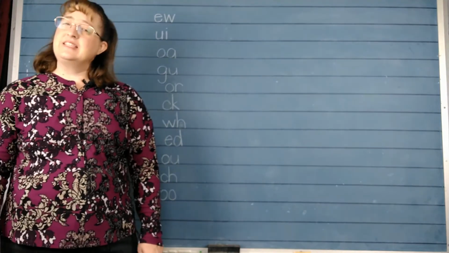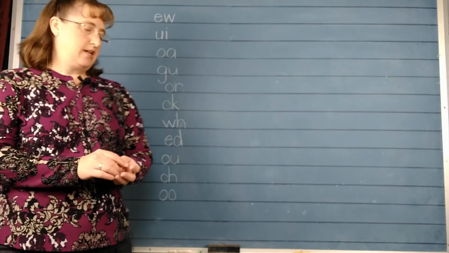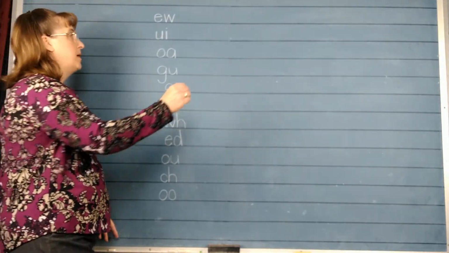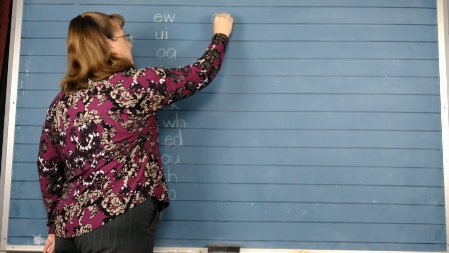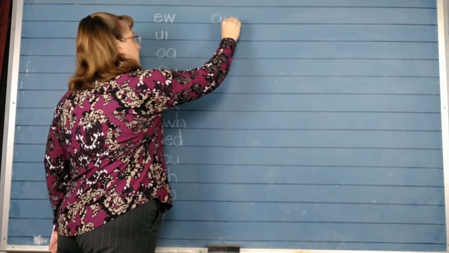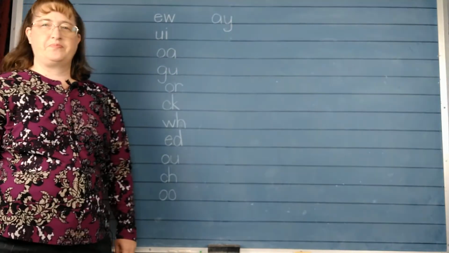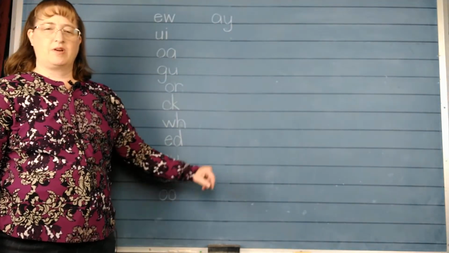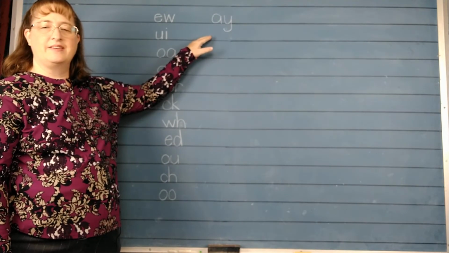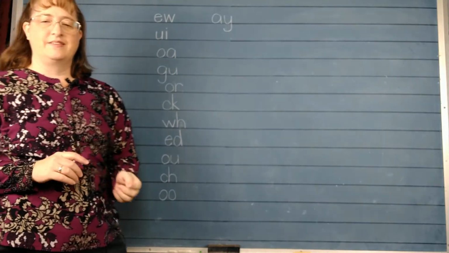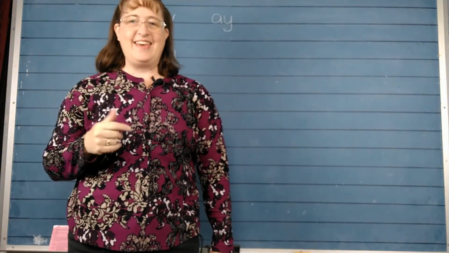The next phonogram is A. This is the A that we may use at the end of a word. I'm going to come up here. You can keep going down if you have room on your paper. Write and say it. Okay, eyes here. A.